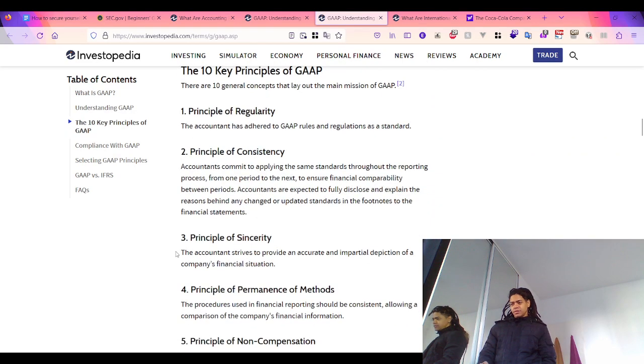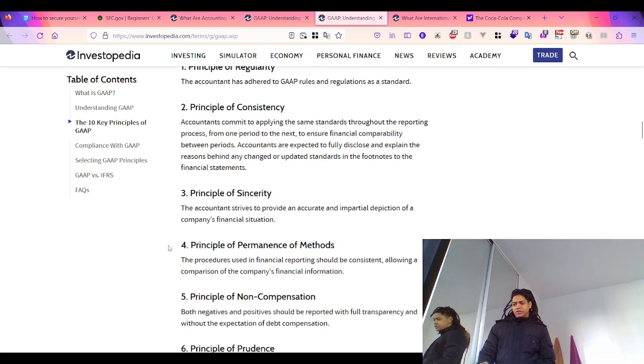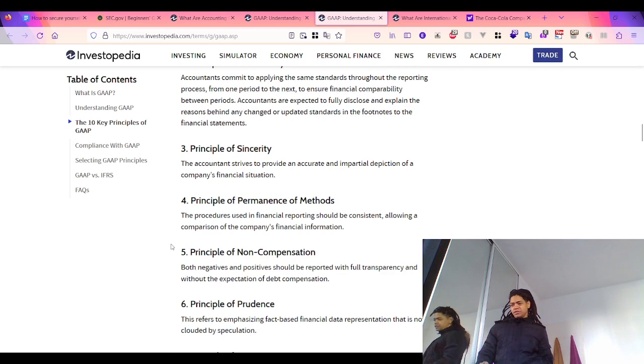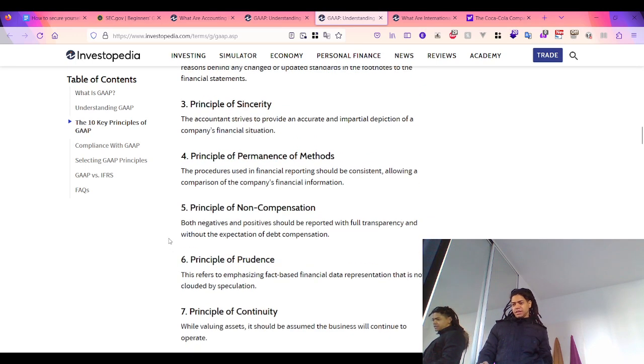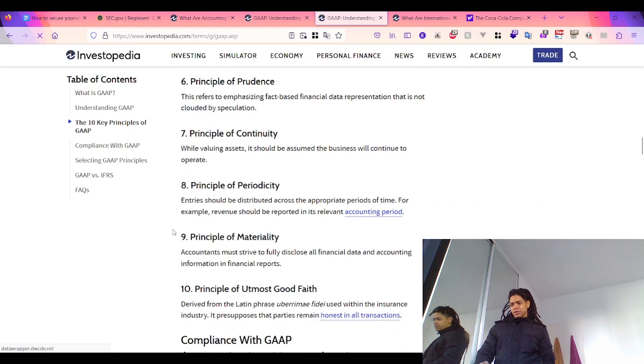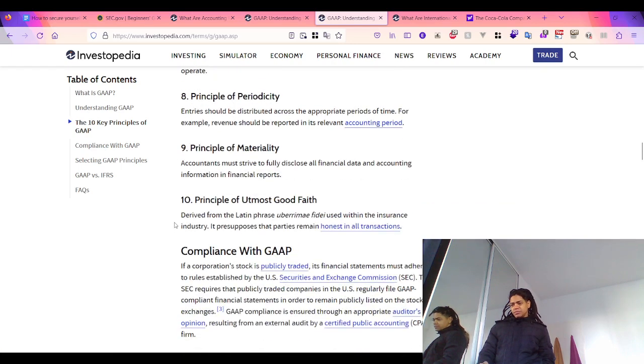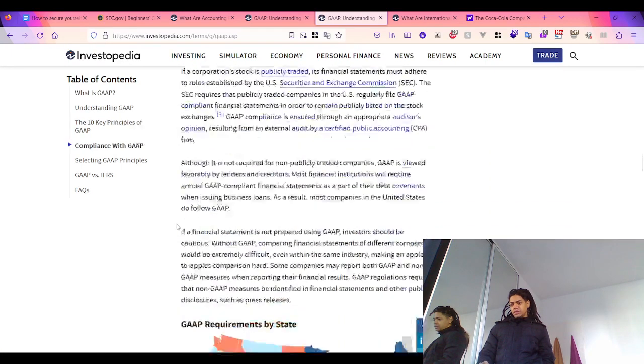10 principles of GAAP: regularity, consistency, sincerity, permanence of methods, principle of non-compensation, prudence, continuity, periodicity, materiality, utmost good faith.